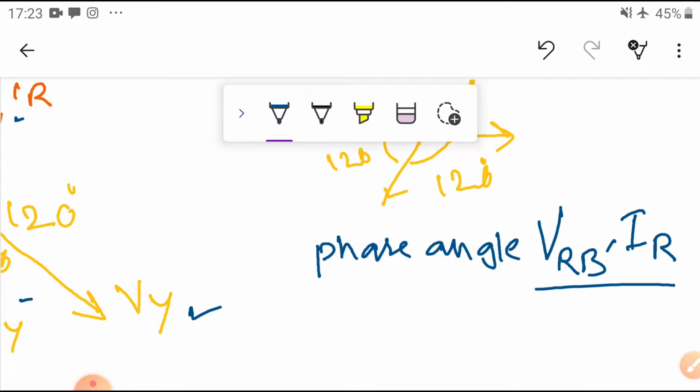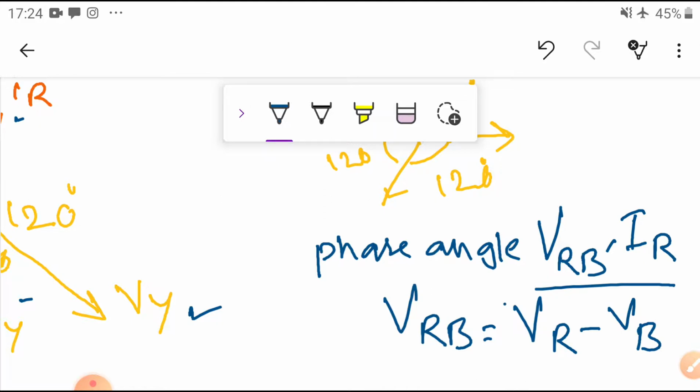We know VR and VB, but there is no VRB. So can I write VRB? VRB is equal to VR minus VB, I can write it. If we know these values, I can find the phase angle between VRB and IR, I am going to calculate it. So here, what is VRB? VR minus VB. Now can I write it?